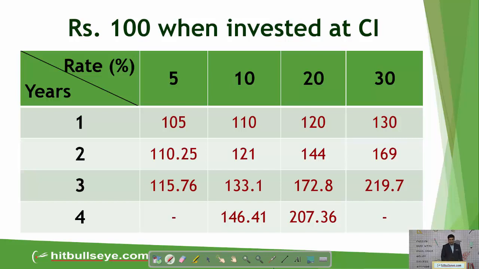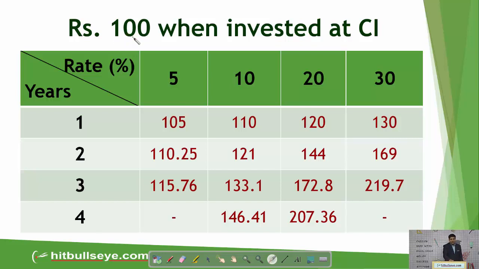Here's a table which helps us to memorize certain values which are commonly used in compound interest questions. These values pertain to the commonly used rates and their respective times. So commonly used rates are 5%, 10%, 20% and 30%, and the years 1, 2, 3 and 4. So in this table we have a figure of amount when rupees 100 is invested at these many rates for these time periods.